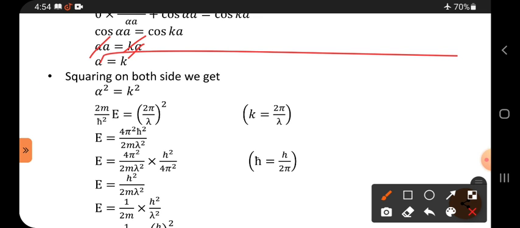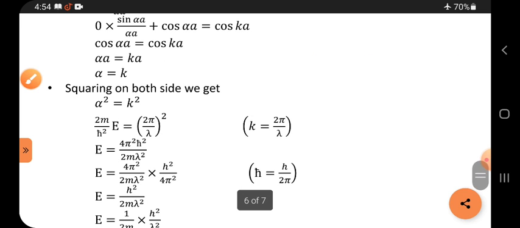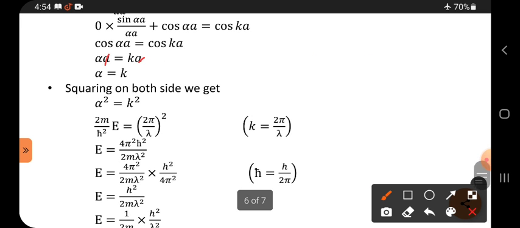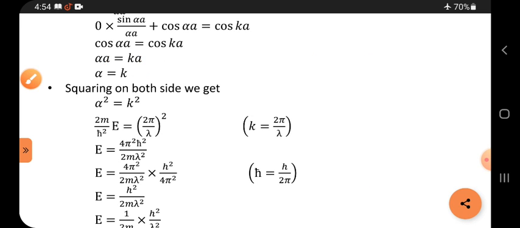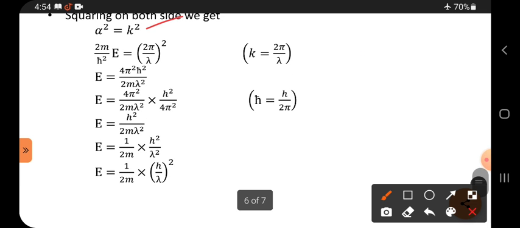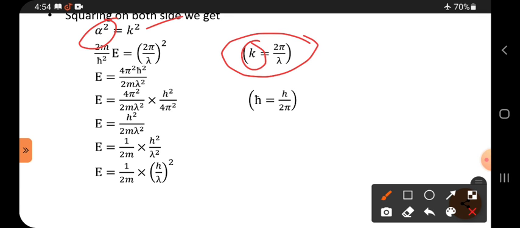A got cancelled already. And alpha is equal to what? K square on both sides, then we get this. The alpha square value we know is 2m by h cut square into e, but the k value is 2 pi by lambda. K is called the propagation constant, right? That value is also substituted.